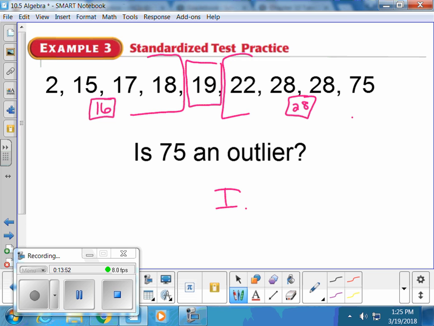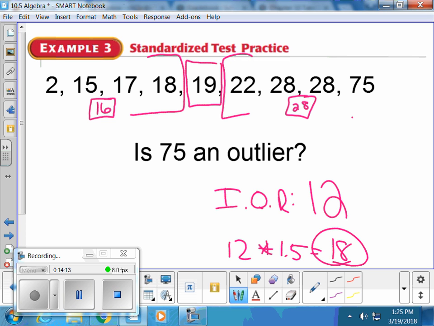So to find the interquartile range, you simply do the 28 minus the 16. What is 28 minus 16? 12. Good. So we have to take the 12, multiply it by 1.5. What's that going to end up being? 18. Yeah. And so we want to say, is 75 more than 18 units above the 28? Because that would be making the box. The 3 numbers that would make our box would be 28, 19, and 16. Is that more than 18 units away?